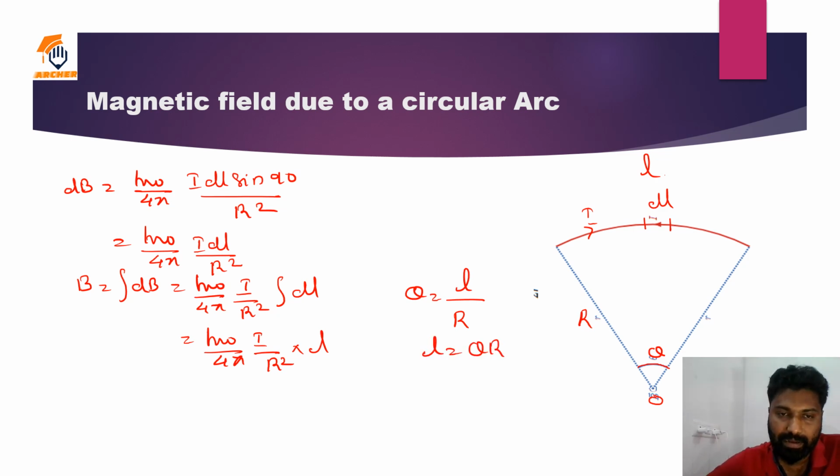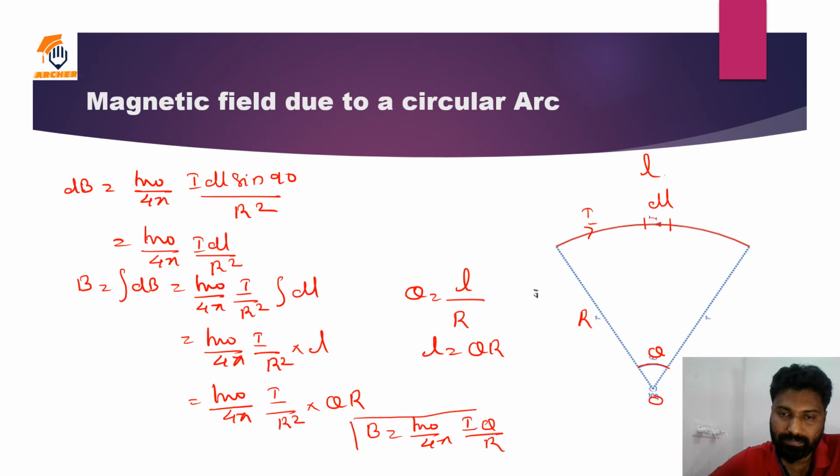We can substitute here, right? So mu 0 by 4 pi I by r square into theta r will come. So the final equation will become B is equal to mu 0 by 4 pi I theta divided by r. So this is our final equation for a circular arc.